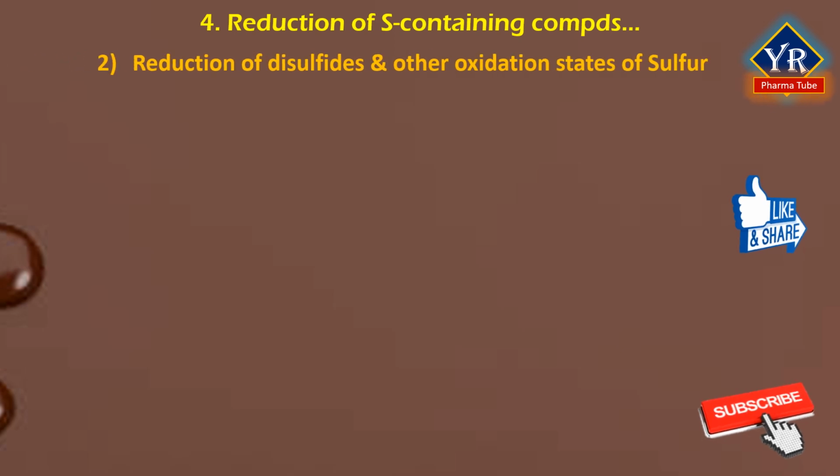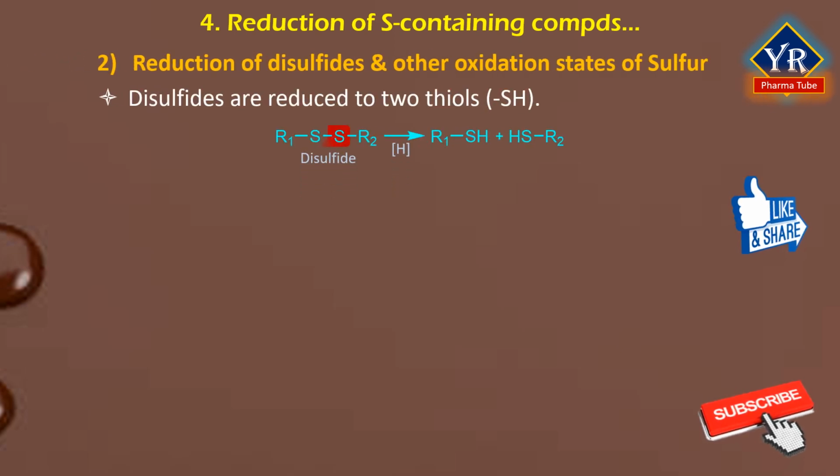Reduction of disulfides and other oxidation states of sulfur. Disulfides can be reduced to two thiols. The best example is the reduction of oxidized glutathione, which is a disulfide, to two molecules of thiols, and the reaction is mediated by the glutathione reductase enzyme. In addition, exchange can occur with other thiols mediated by protein disulfide isomerase.